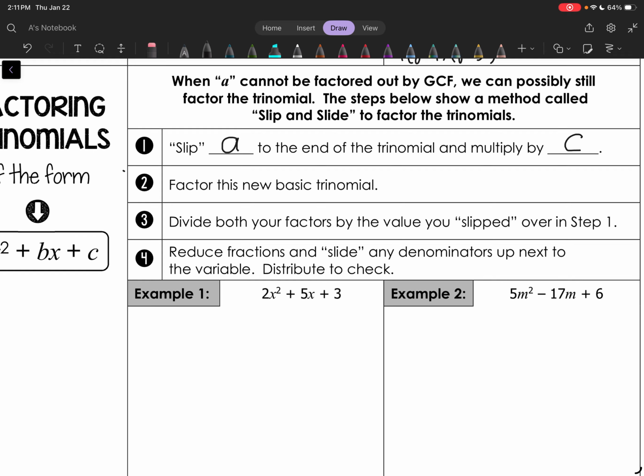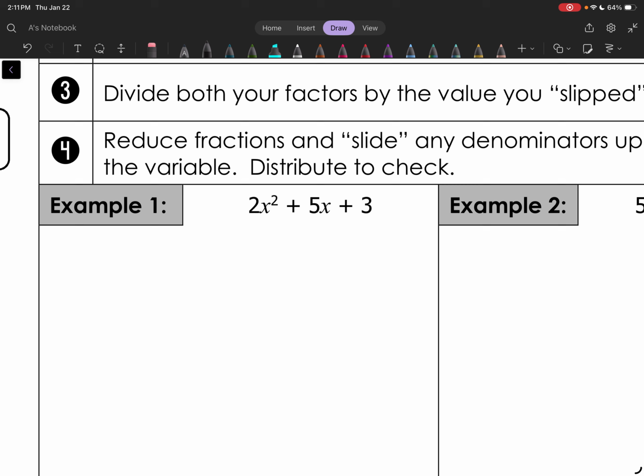After that, reduce your fractions. If it cannot be reduced any further and you have a denominator, put it in front of the variable. Now, those steps are a lot. Let's break it down. Step 1, check for a GCF.